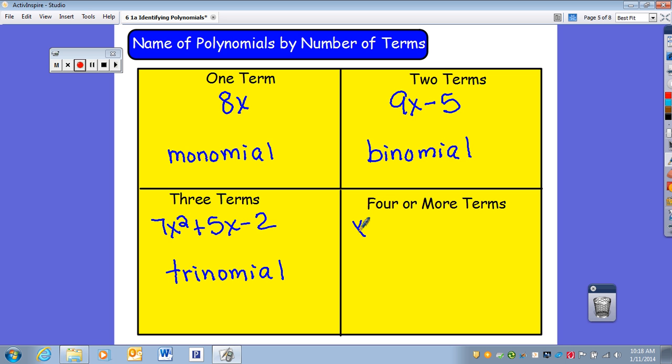4 or more terms, an example would be x to the fourth minus 3x cubed plus 2x squared plus 7. 4 terms, we will simply call that a polynomial. There are specific names from 4 or more, but we will just be worried about the first 3 specific names, and after that we will call it a polynomial. Poly meaning many, many terms.